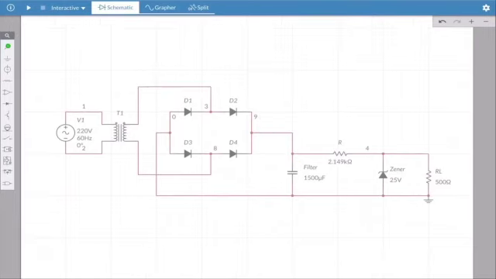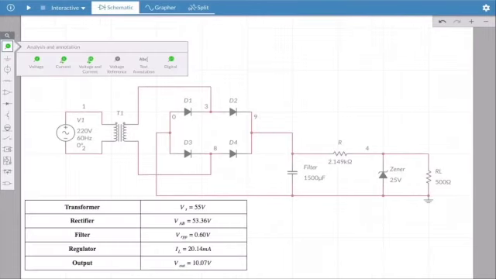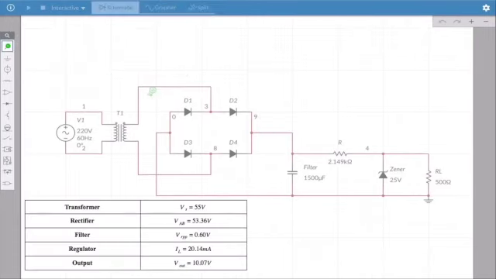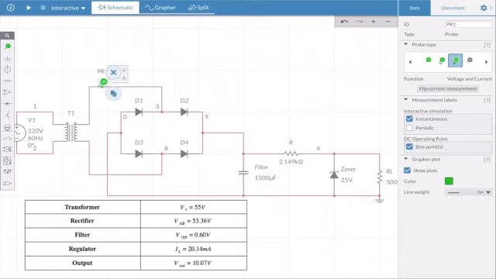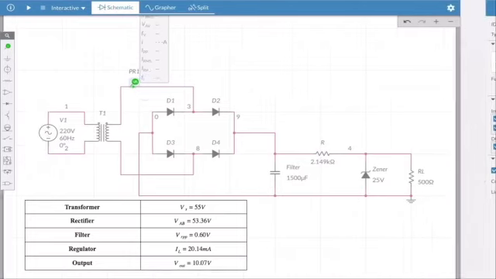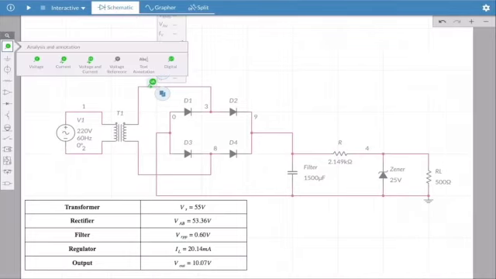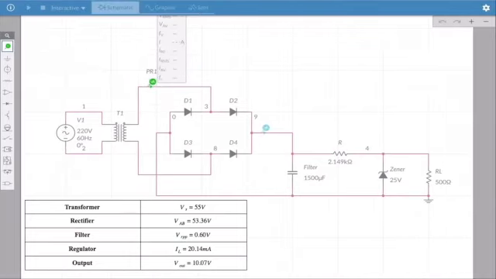So this is the table for the values. The transformer has a voltage of 55 volts, rectifier 53.36 volts, filter 0.60 volts, regulator 20.14 milliampere, and for the output 10.07 volts.